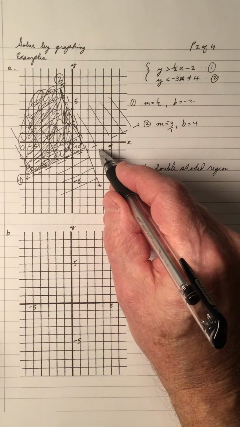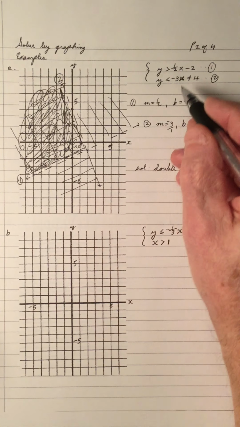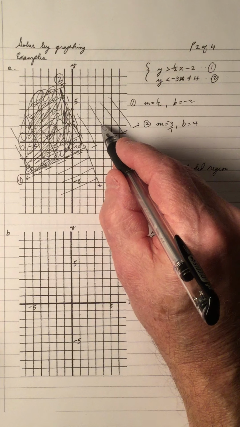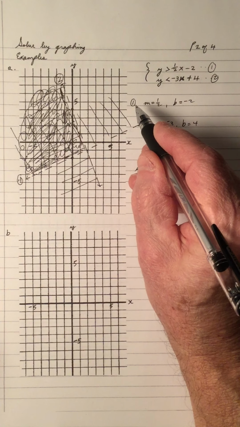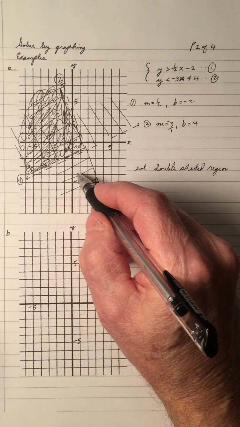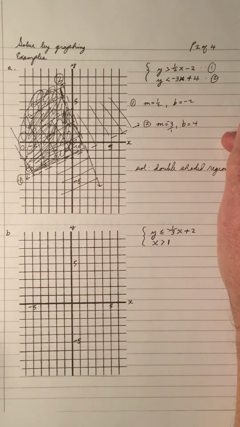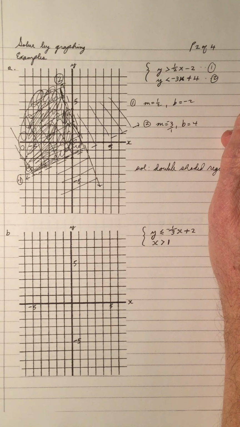The points right here, these points, do not satisfy any of these. So these points here satisfy number 1, and these points here satisfy number 2, but these points here satisfy both of them. And let's do B.